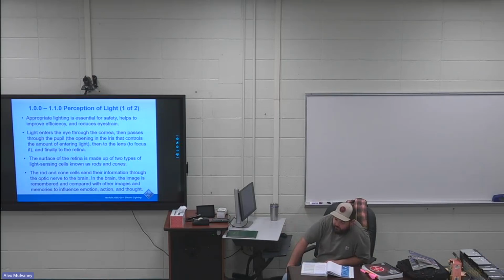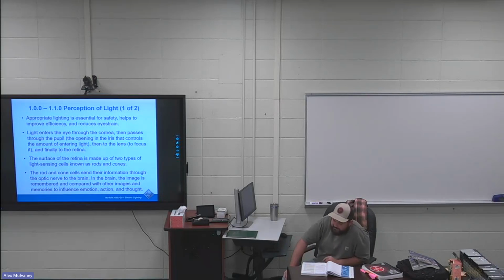Light enters the eye through a thin, transparent layer known as the cornea. You know what the cornea is. Then it passes through the pupil, the opening of the iris that controls the amount of entering light, then to the lens to focus it, and finally to the retina. But you want to focus in on that first part where it says cornea.